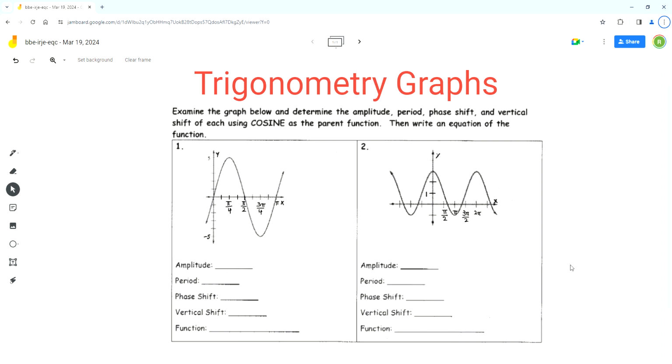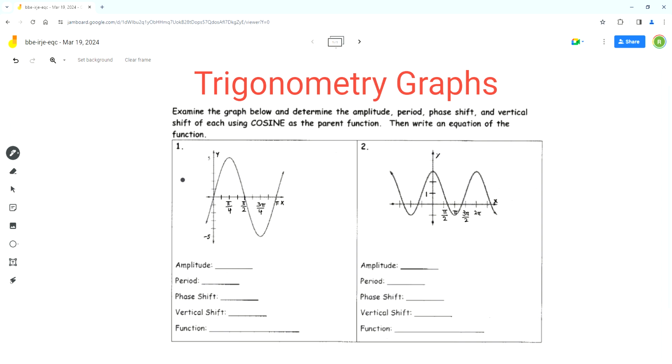So in this video, we'll analyze these graphs to find their characteristics. So let's start with the first graph. As per the problem, examine the graph below and determine the amplitude, period, phase shift and vertical shift of each using cosine as the parent function. And then write an equation of the function. So we have to use the cosine function as the parent function.